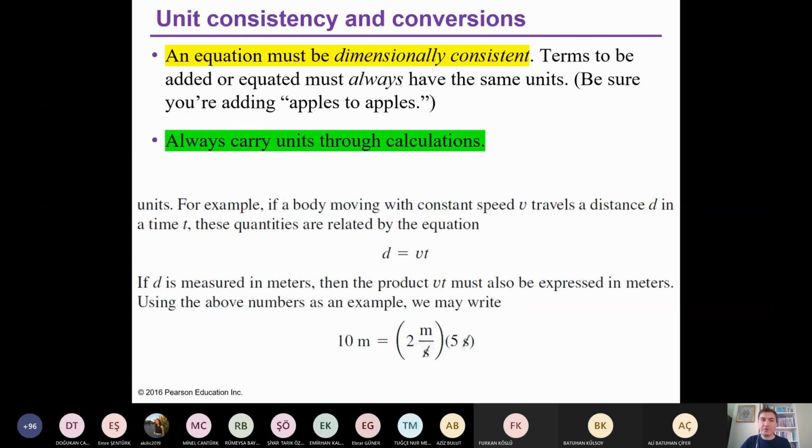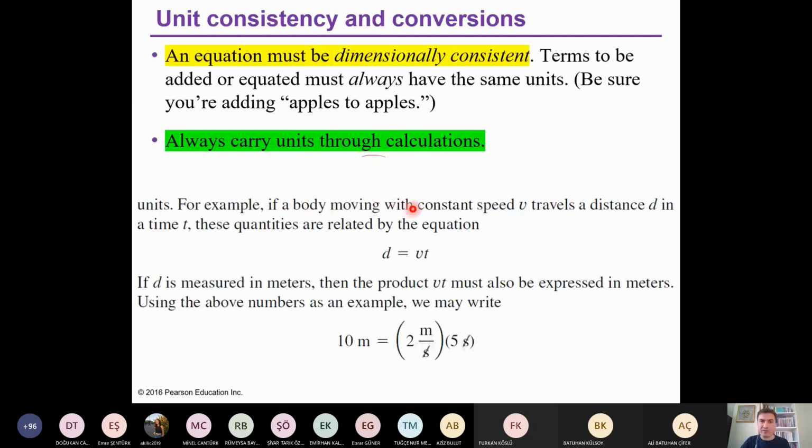Be sure you are adding apples to apples. This is very important. And the terms to be added or equated must always have the same units. So always carry units through calculations. So for example, you are carrying out a calculation, always use units. Okay, for example, here we have a question.